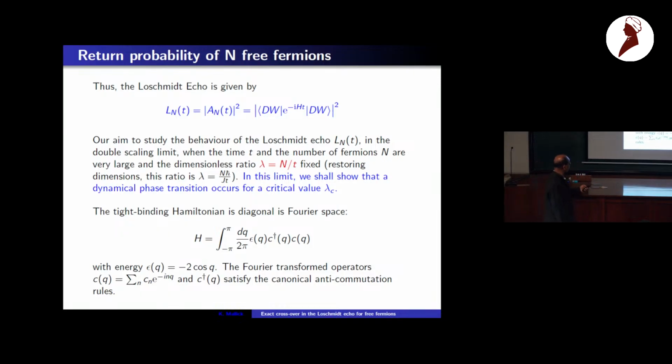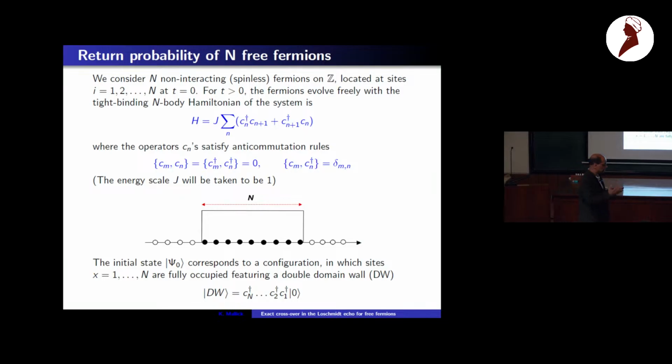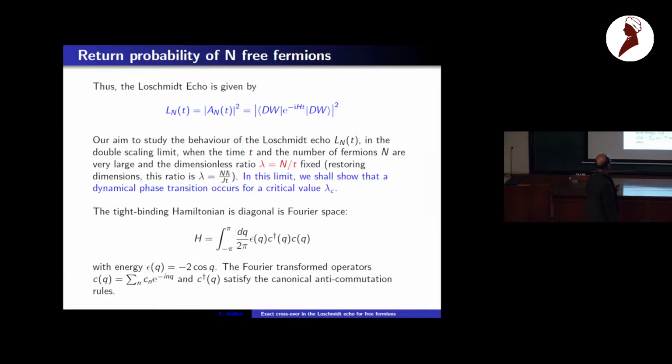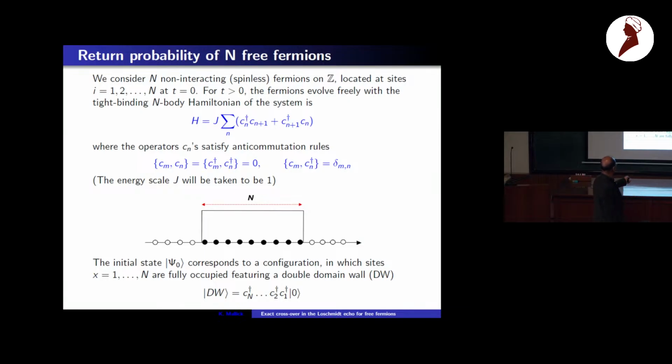There are two parameters in the system: the evolution time t, and the number of fermions n that you put initially in your game. And there's a unique dimensionless ratio, n over t, which I will call lambda. Of course, you will say there is a dimension here, but if you put back h bar and the energy scale J, this becomes a dimensionless number. Things will depend only on this dimensionless ratio, lambda, which is a kind of aspect ratio. If you put the time evolution vertically, this will be a kind of aspect ratio of your problem.